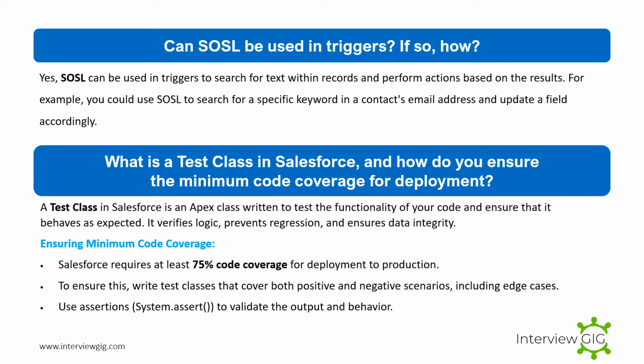Ensuring minimum code coverage: Salesforce requires at least 75% code coverage for deployment to production. To ensure this, write test classes that cover both positive and negative scenarios, including edge cases. Use assertions, System.assert, to validate the output and behavior.